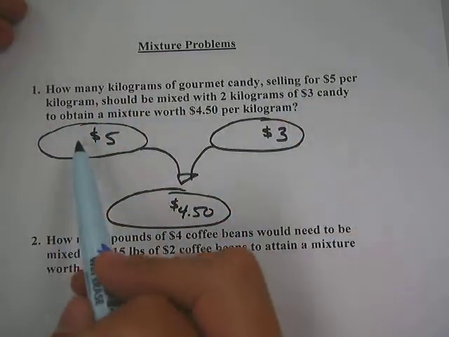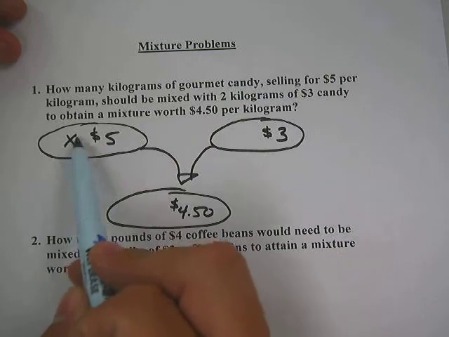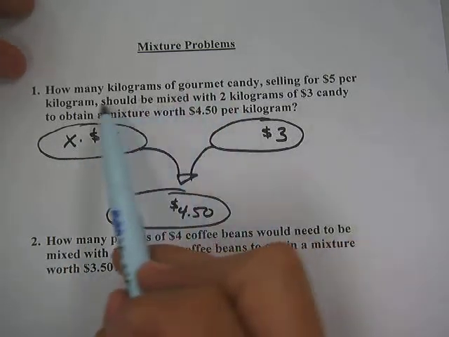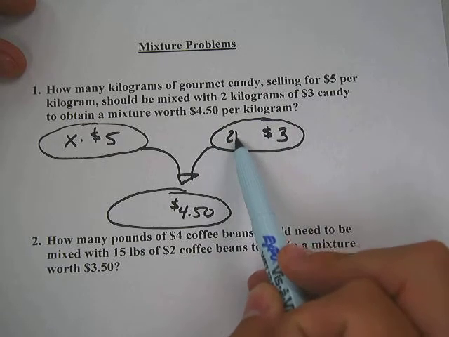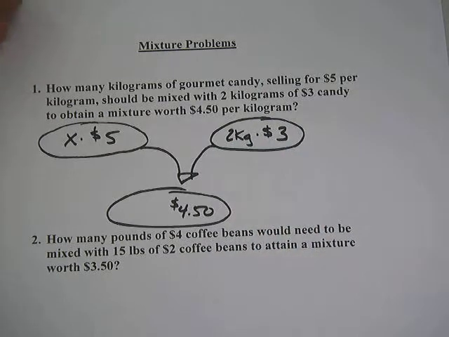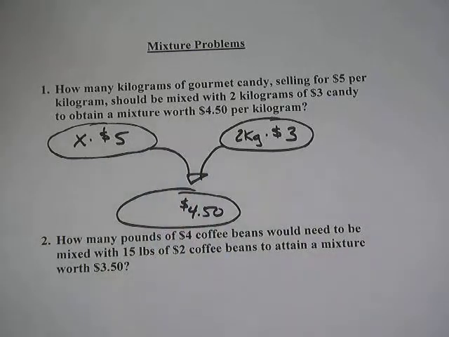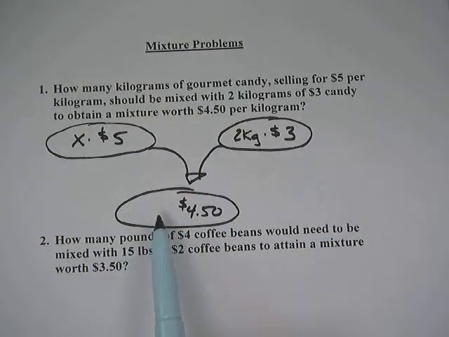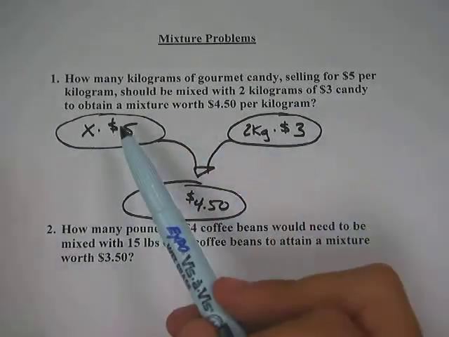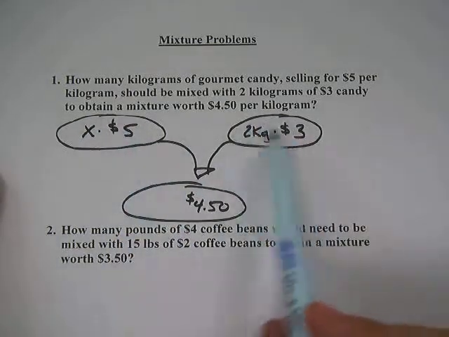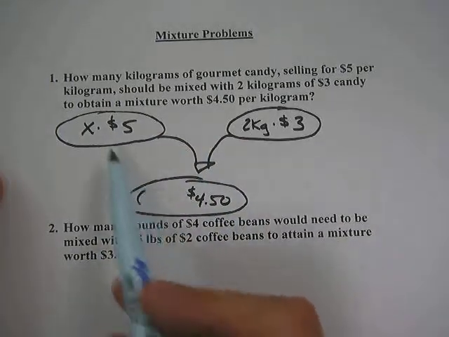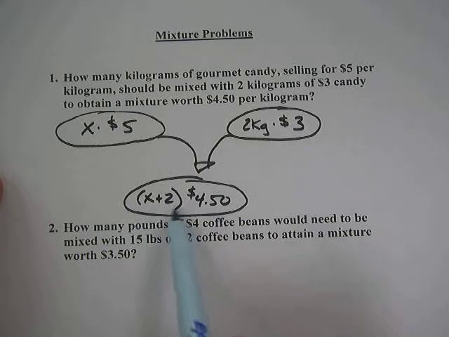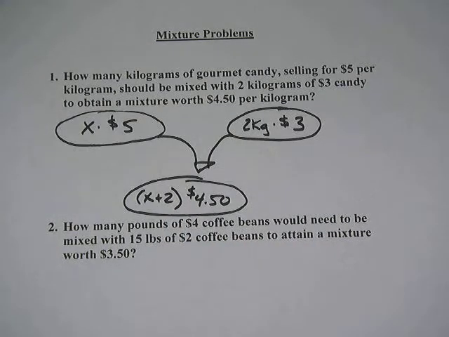Now, how much of each are we doing? Well, it says how many kilograms of the $5 candy. So we don't really know, so we're just going to call this X. Over here it says it should be mixed with 2 kilograms of $3 candy, so it's 2 kilograms. Now, how much of the final mixture is there? When you pour this amount and this amount into this bag, this amount should be these two added together. So this one's going to be X plus 2.